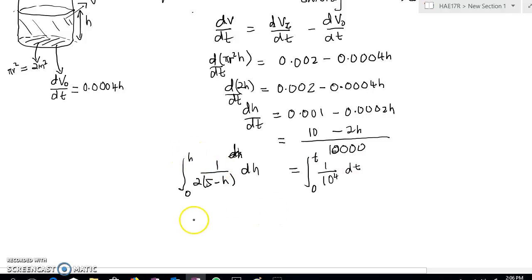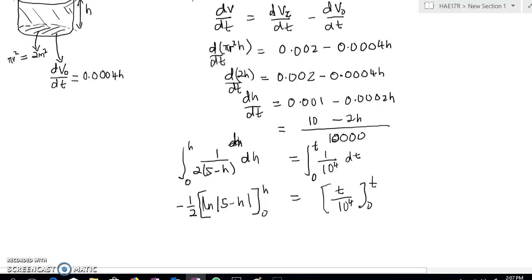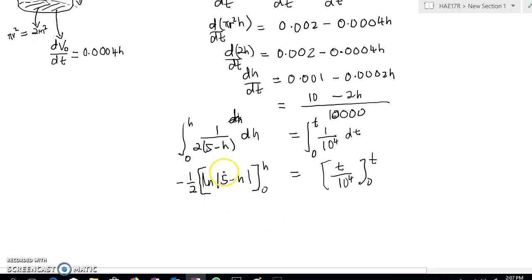Next step, we integrate. Notice you will get this, modulus 5 minus h. Now the question is to put a bracket. Because negative half is a constant, let's leave it outside and put a limit here. For that matter, this one too, once you integrate, it will look like this. And the limit is 0 and t. Alright, always put the limit.